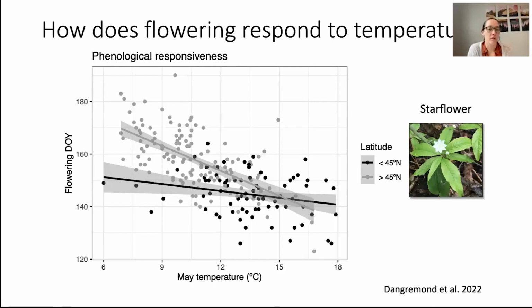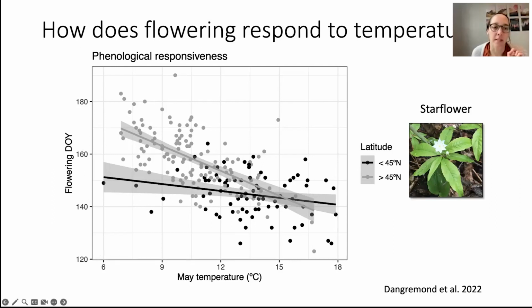So in terms of phenological responsiveness, how does flowering actually respond to temperature? It turns out that it does. What you're looking at here is that flowering advances when temperatures are warmer in the spring for this species. The rate is a little bit different depending on whether we're talking about plants in the southern parts, less than 45 degrees, or the northern plants, greater than 45 degrees. And this was just May temperature. All of those models were pretty similar, whether it was just May or March through May temperature, but May by itself was the best.